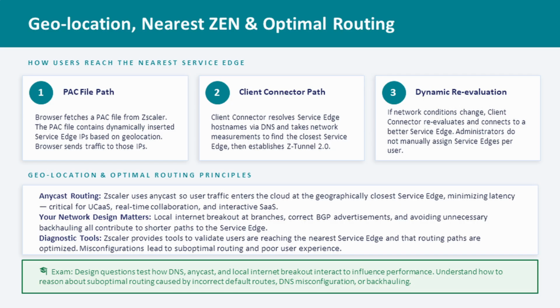Finally, use Zscaler's diagnostic tools to validate geo-routing after deployment. In the ZIA portal and through ZDX, you can see which service edge each location or user is connecting through. If a branch in Sydney shows up as connecting to Singapore, that's your signal that local breakout isn't configured or that routing is sending traffic in the wrong direction.